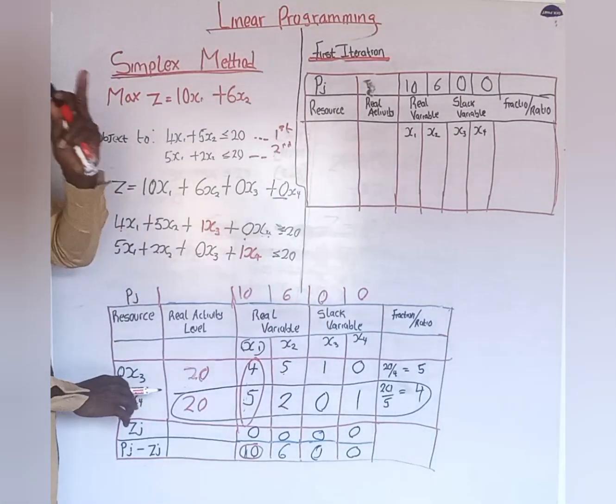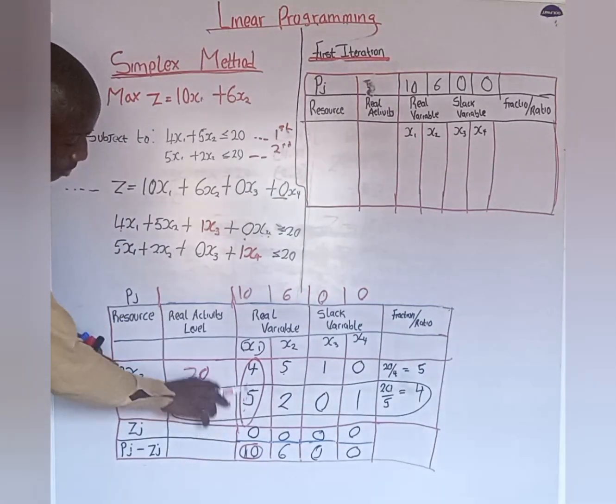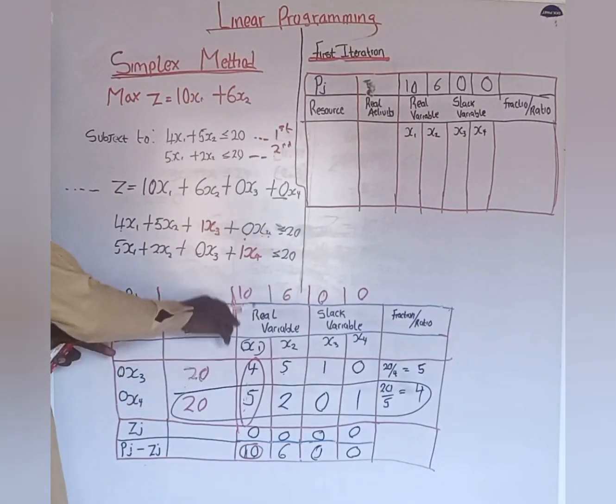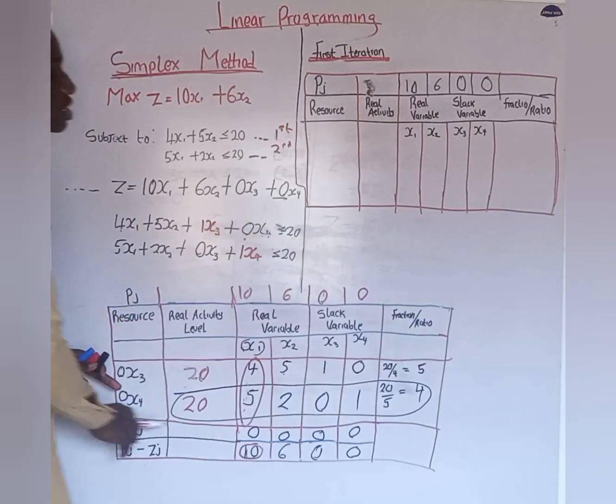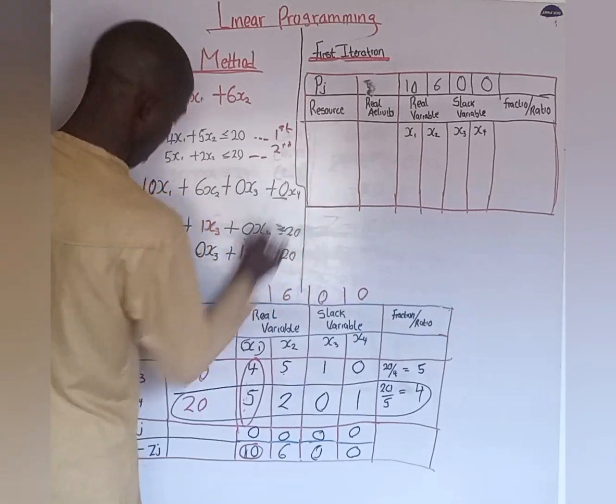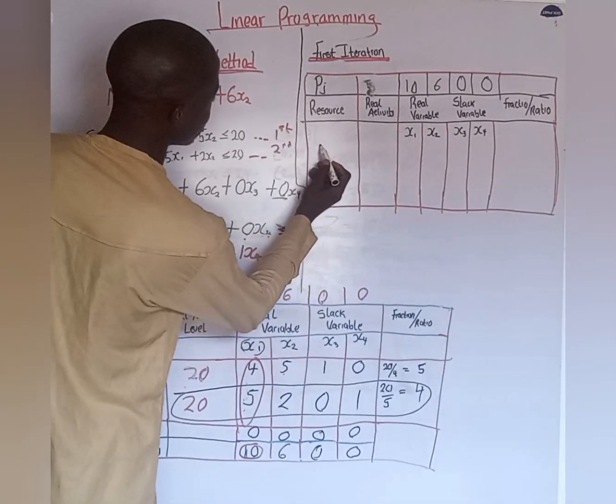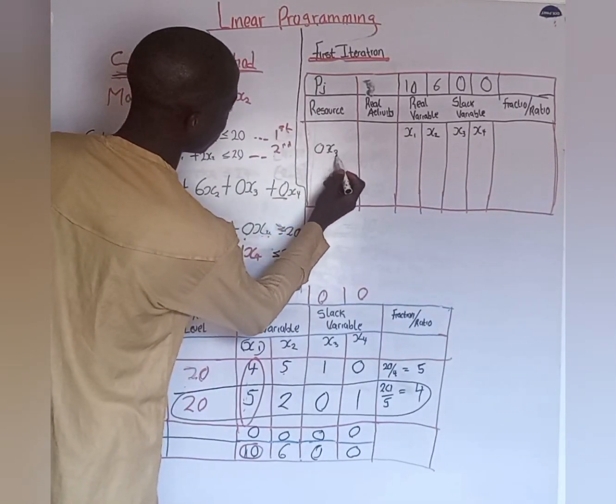We can only have one key element. So the key element is 5. So I'm going to be interchanging the real variable, which is x1, with the slack variable, which is x4. So let's trace. And this one will not change. So I'm going to have 0x3 also, 0x3.